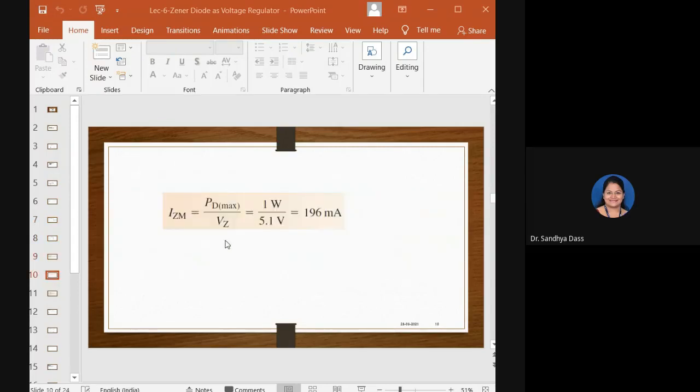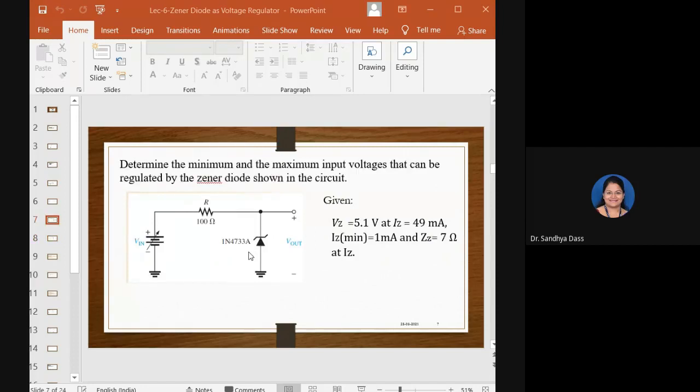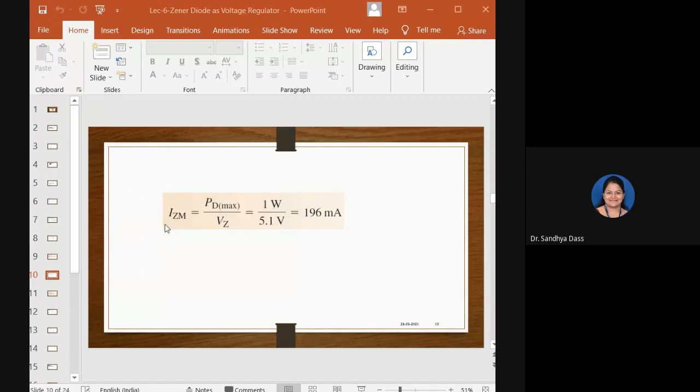Here, assuming the power dissipation of this particular Zener diode at room temperature of 50 degrees centigrade to be 1 watt, we can calculate the maximum Zener current, which is given by the ratio of PD, that is power dissipation, by the voltage across the Zener diode, 1 watt by 5.1, which will give us 196 milliamps. So this will be the maximum Zener current.